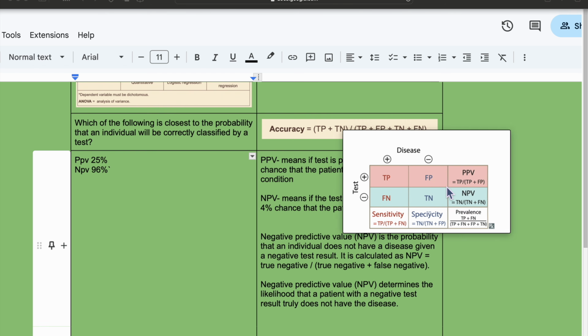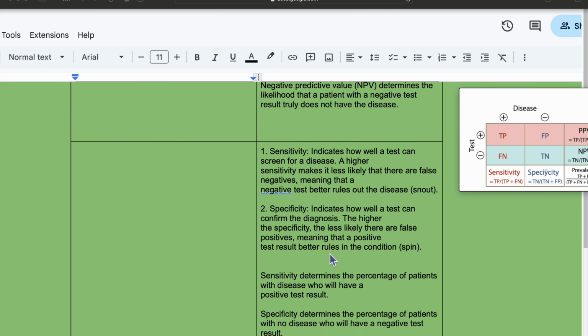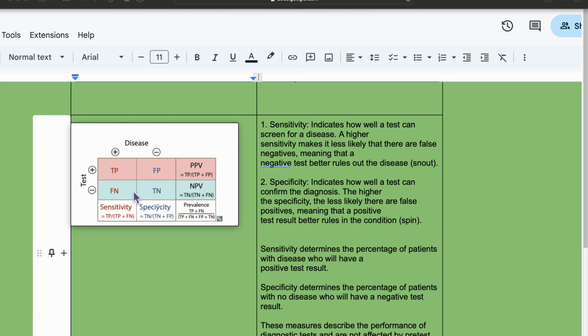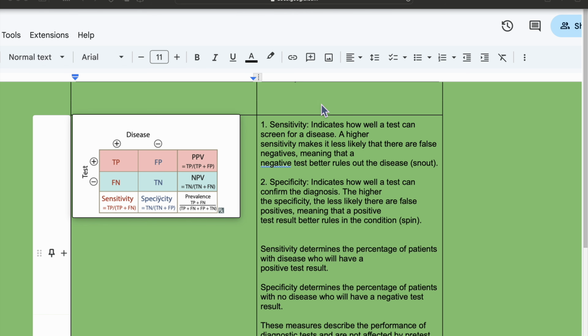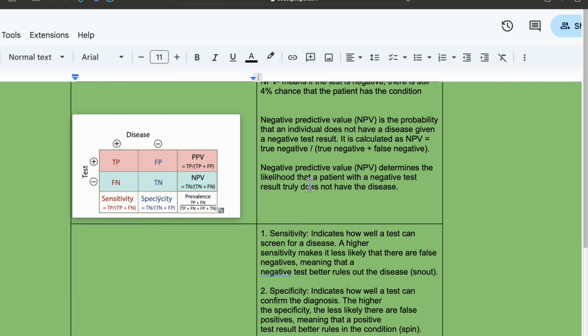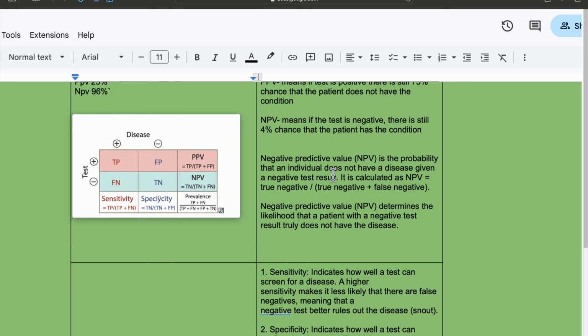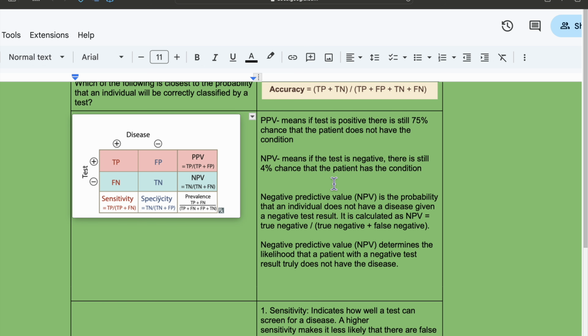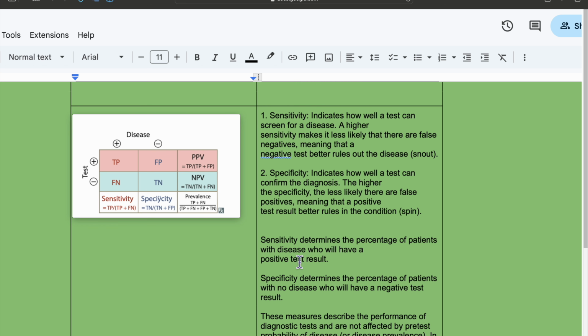Okay. Keep that to the side. Sensitivity. Okay, let's bring that back. Indicates how well a test can screen for a disease. Okay, so when you're talking about the predictor values, it's not about the test. It's more about the prevalence of the condition or the disease. Okay, it's based on that. However, sensitivity and specificity, it's based on the test.